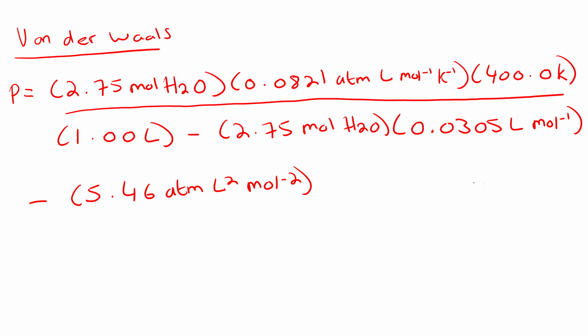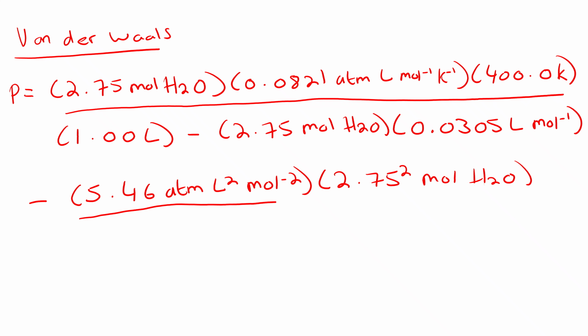We multiply that by the amount in moles, but this time we square the value for the amount in moles. So it'll be 2.75 squared moles of water vapour. Quick reminder, we do not square the value for established constant A. We then divide by the volume of the system, but we square the volume of the system this time. So it'll be 1.00 squared litres.